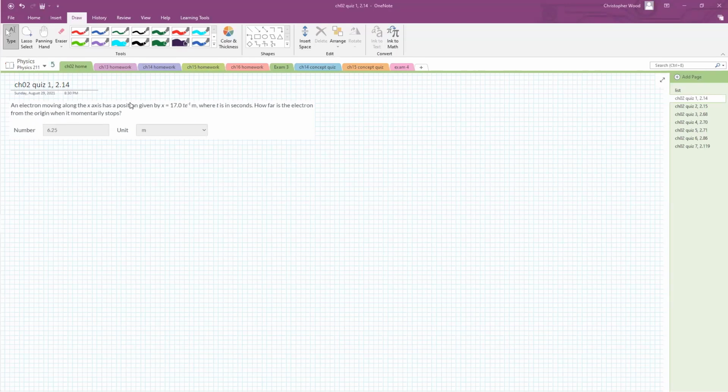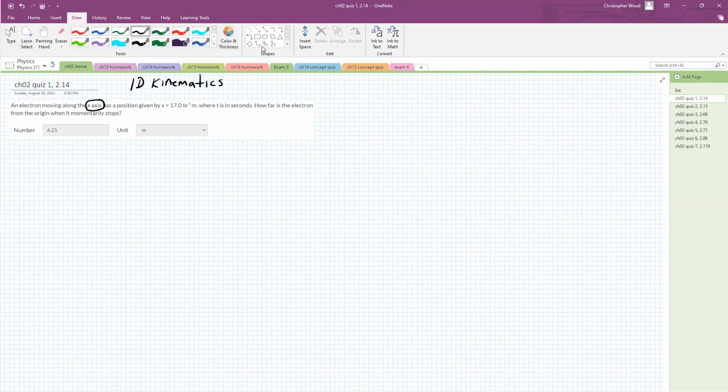An electron moving along the x-axis. So we are starting off this course with the subject known as one-dimensional kinematics. How do I know it's one-dimensional kinematics? Because it's saying it's moving along an x-axis. There's X, Y, and Z. It could be 1, 2, or 3-dimensional kinematics. In this case, it's one-dimensional kinematics because of the specification.